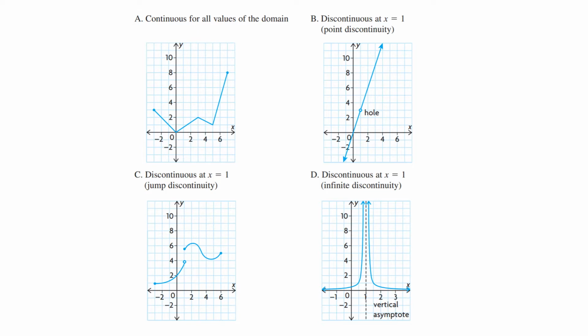Another way to think about it is if you were to follow the graph with your pencil or a pen, you wouldn't find the need to lift your pencil up. If you do lift your pencil up, that would mean your graph is discontinuous.